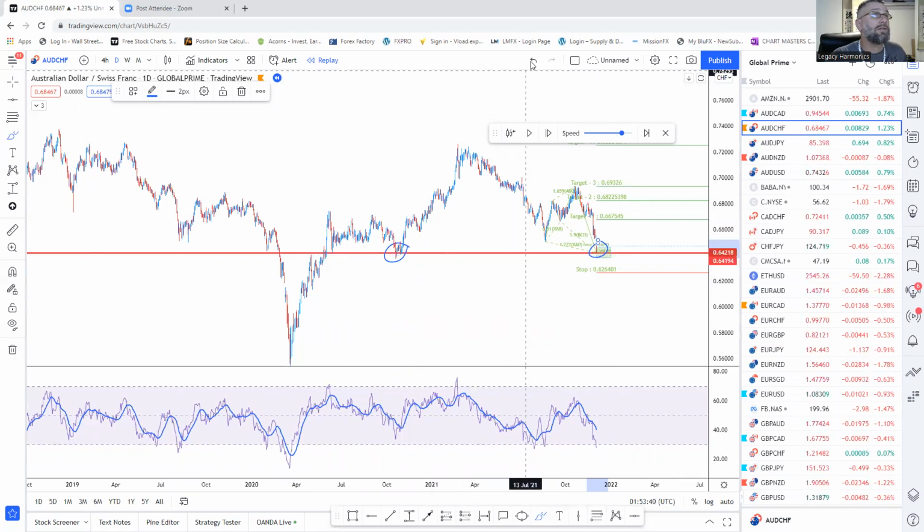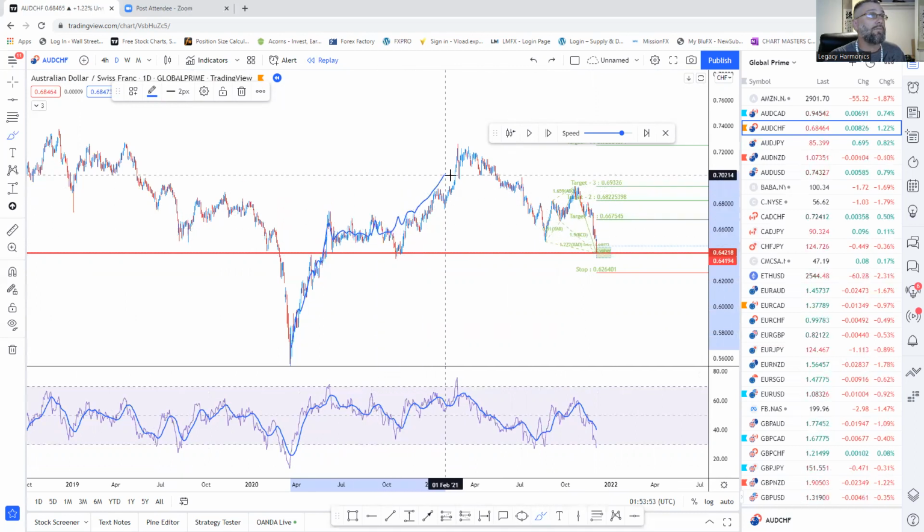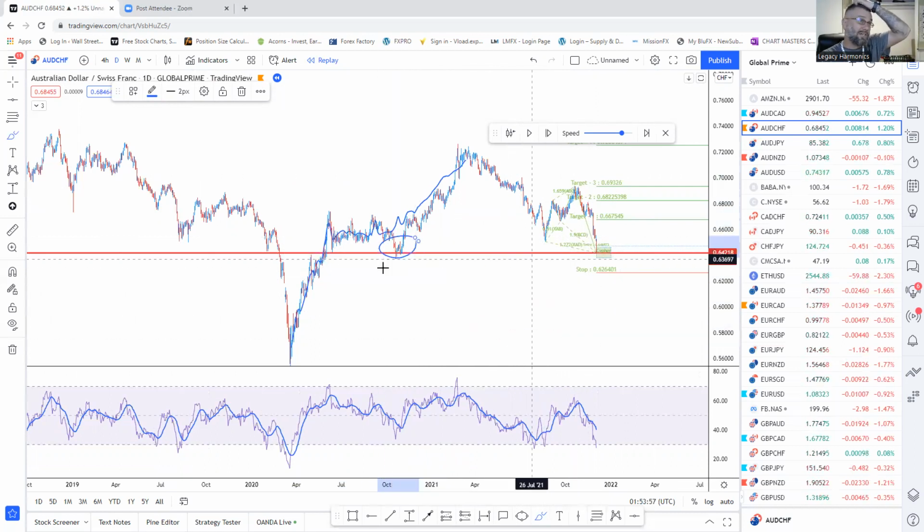Now, let me make something clear. If, let's say, the market came up, did this little up or down, and just kind of consolidated, came up, came down, and then just kept going up, and this touch wasn't here, I'm not trading it, because this is the first touch to this area in years, except for this one back almost 3 years ago. I'm not taking the trade.